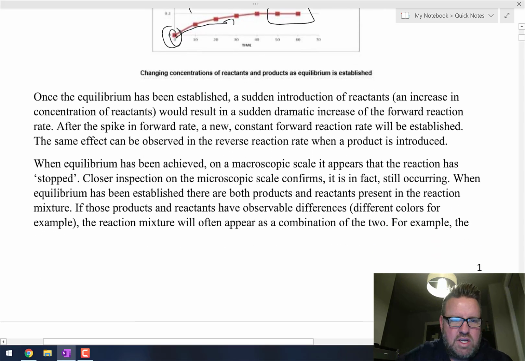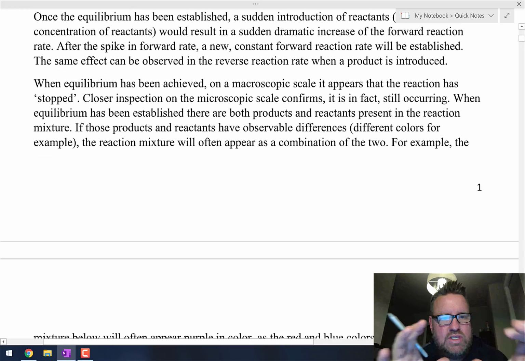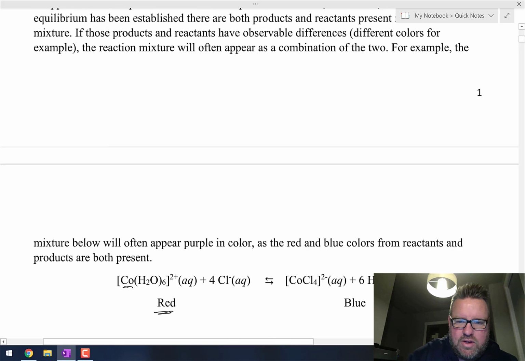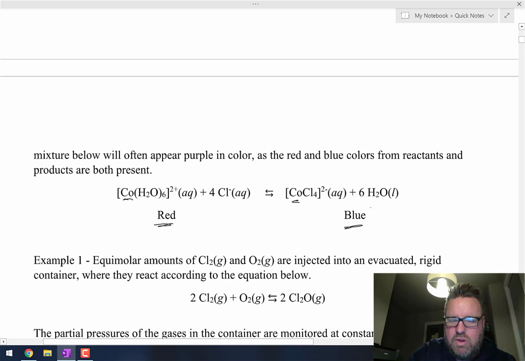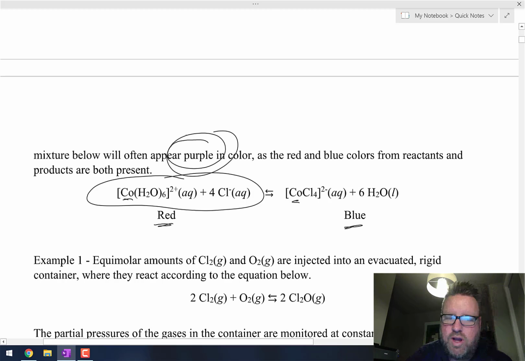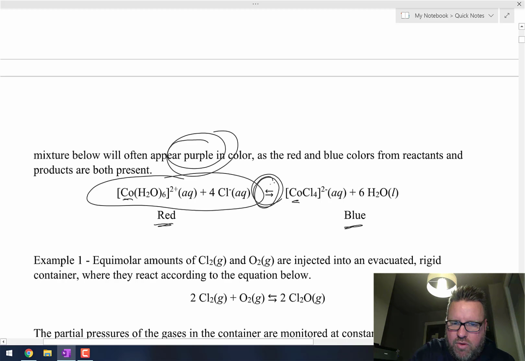Some of this other stuff, it looks like it's stopped. Sometimes, if there's colors involved, you will see a combination of the two colors. For example, this cobalt compound has a red color associated with it. This cobalt compound has a blue color associated with it. So you're going to start with the red component, and then you're going to see it slowly transition to what looks like a purple color, because now you've got both the reactants and the products present in that solution.